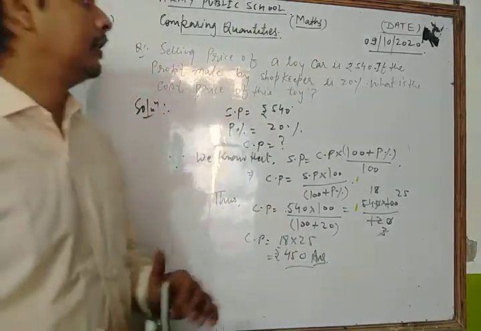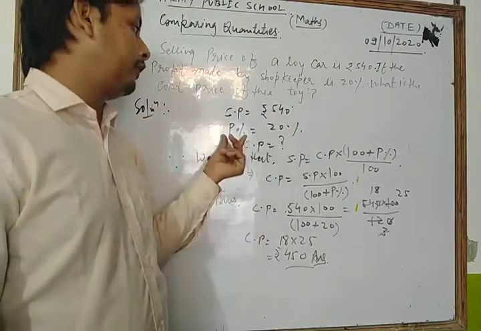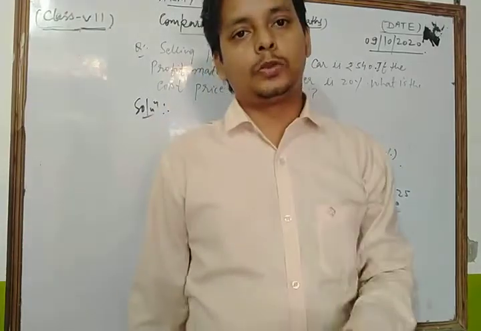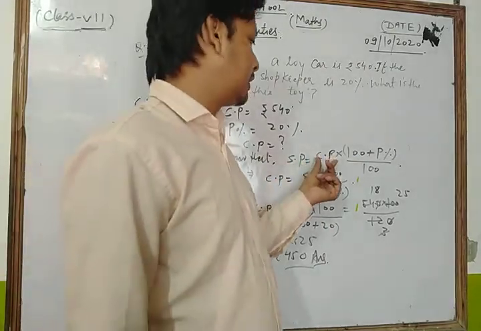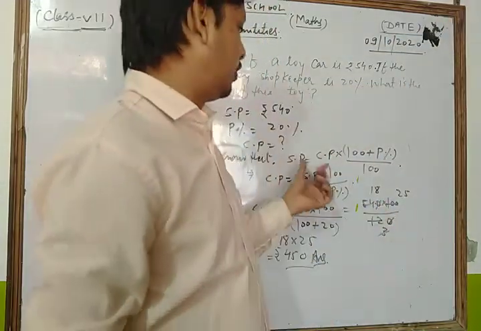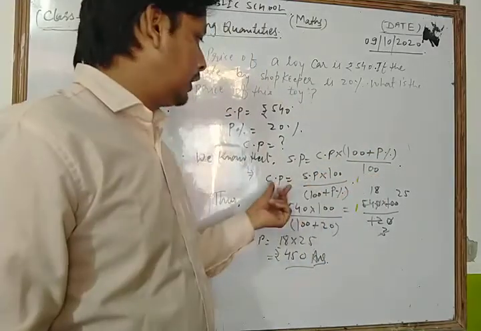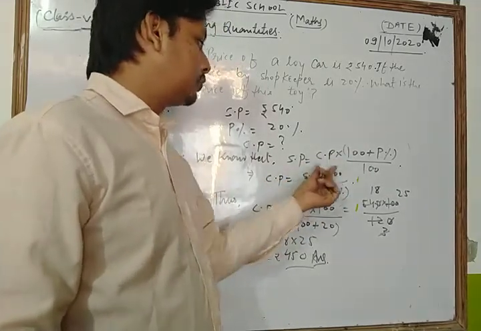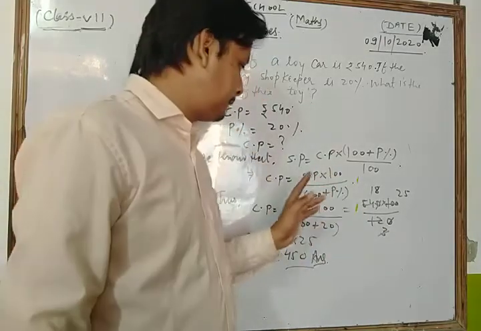In this question, selling price is given, which is 540. Profit percent is also given, which is 20%, and we have to find the cost price of that object. Now, dear student, we know that the selling price of an object is equal to cost price into 100 plus profit percent upon 100. This is the formula for the selling price. Now cost price is equal to what? Here we find the cost price. So cost price is equal to selling price into 100 upon 100 plus profit percent. This is the formula for the cost price.